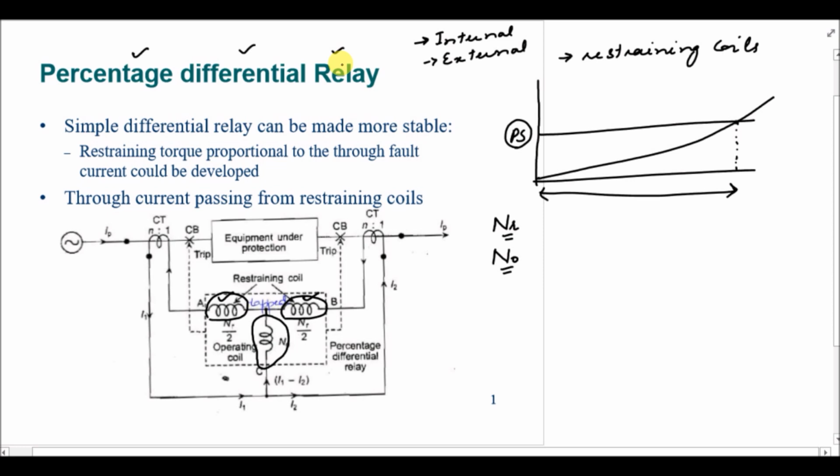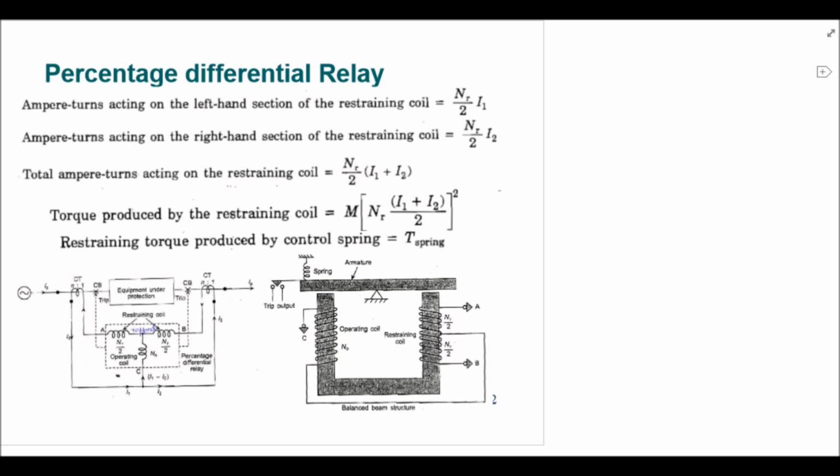What we want is that as the external fault current increases, so this is the spill current value, the spill current required for the operation of the differential protection scheme should also increase, and for that purpose we are employing the restraining coils, right? So what will be the impact of using the restraining coil? Let's talk about it in terms of equations.